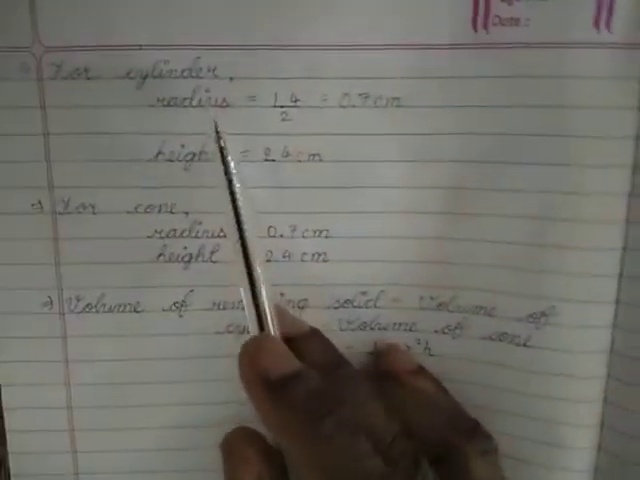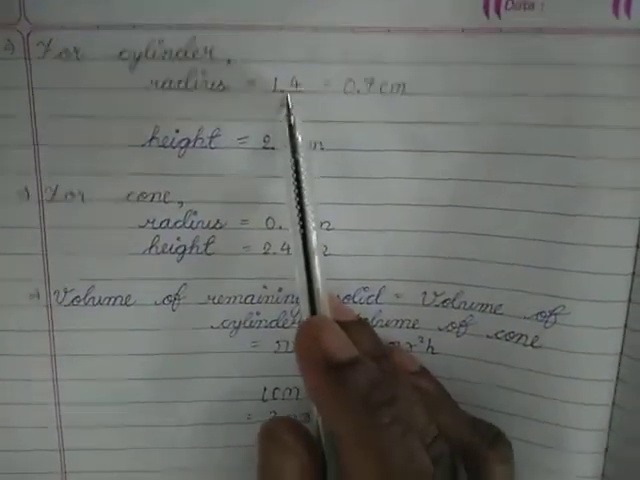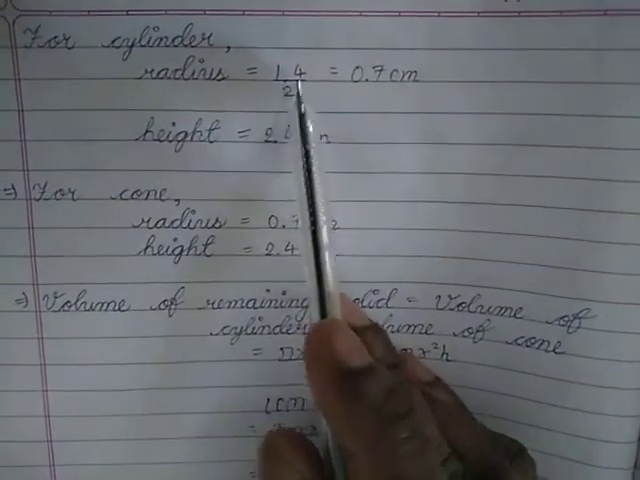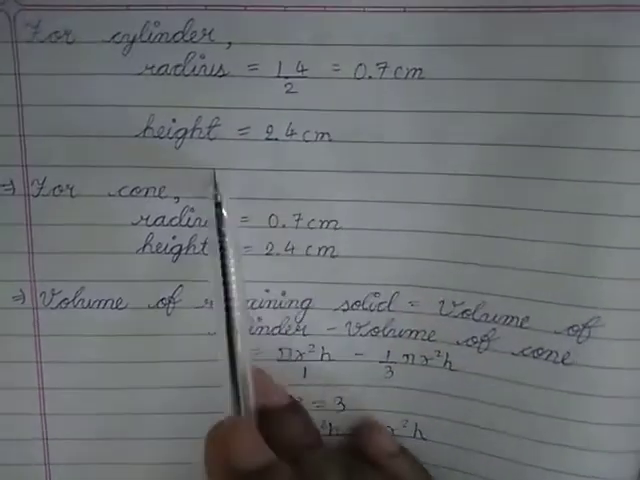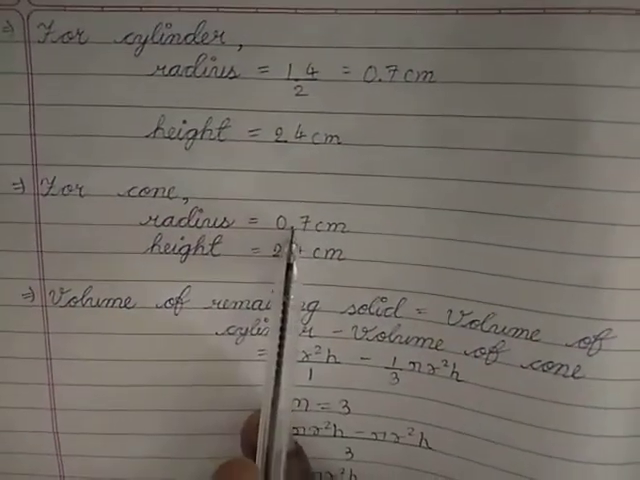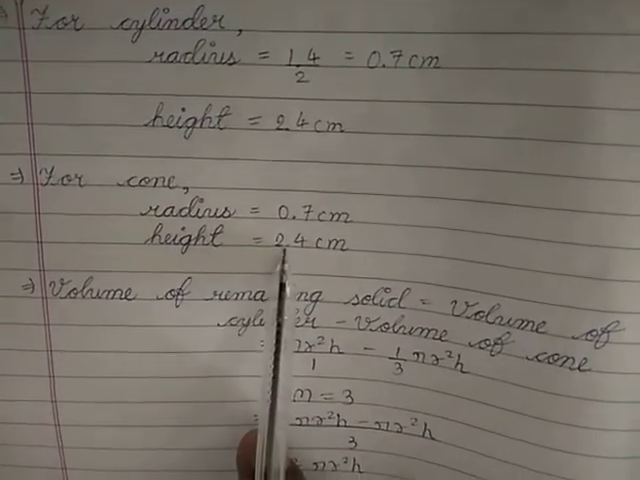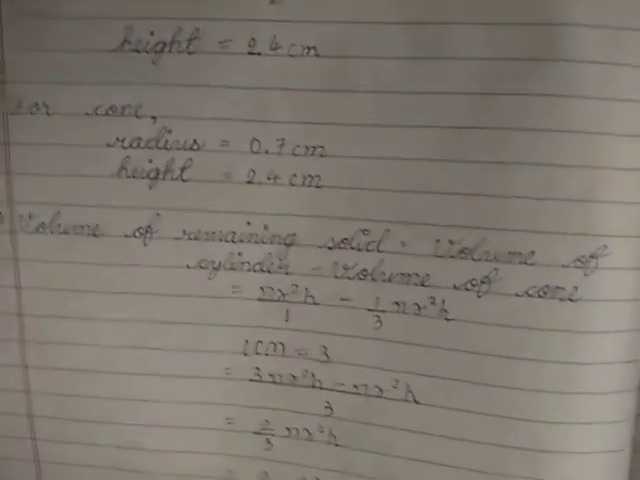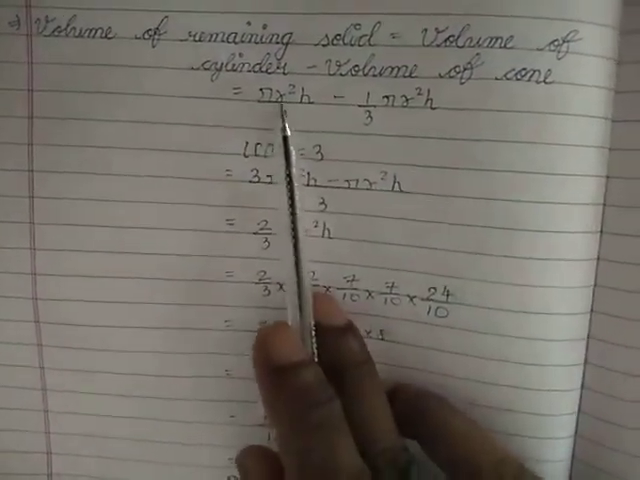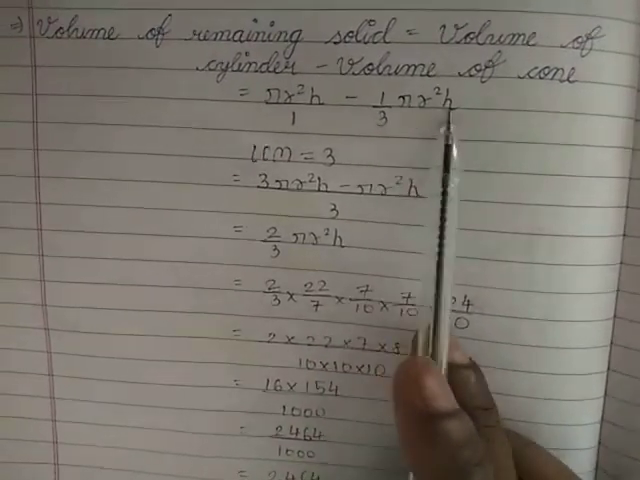Okay, for the cylinder, radius is 1.4 divided by 2, so 0.7. Height is 2.4. For the cone, radius is 0.7 and height is 2.4. Okay, the volume of the remaining solid is equal to volume of cylinder minus volume of cone. So pi r square h minus 1 by 3 pi r square h.